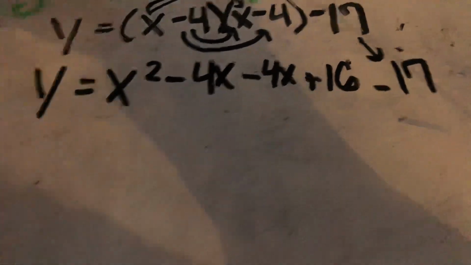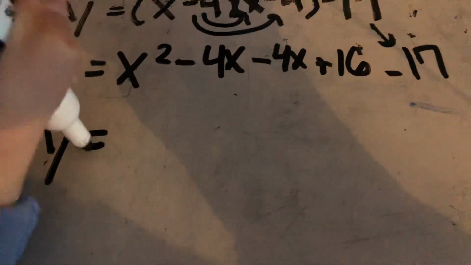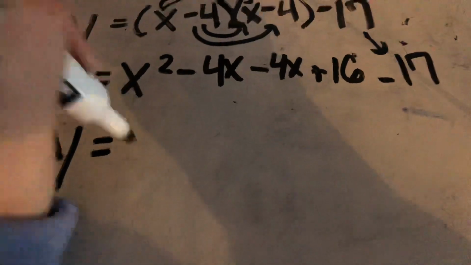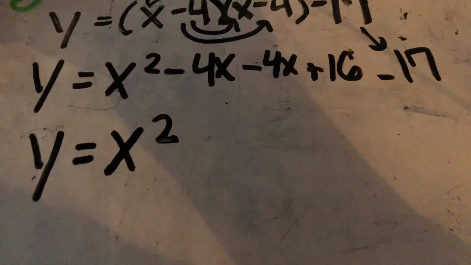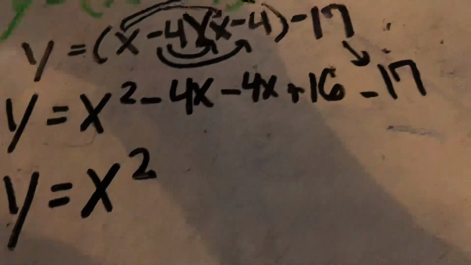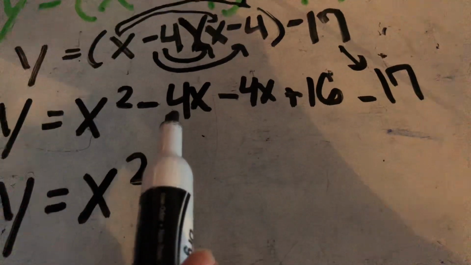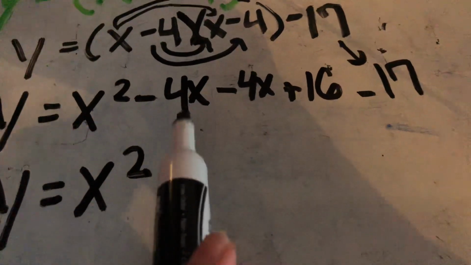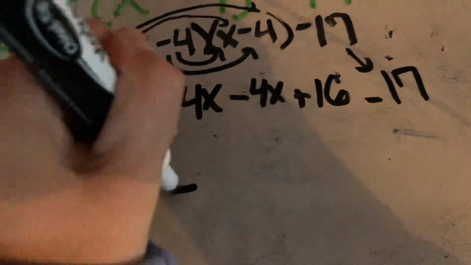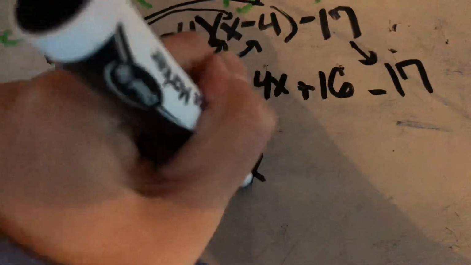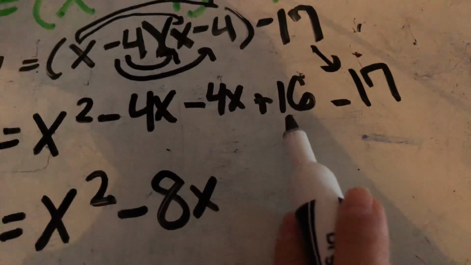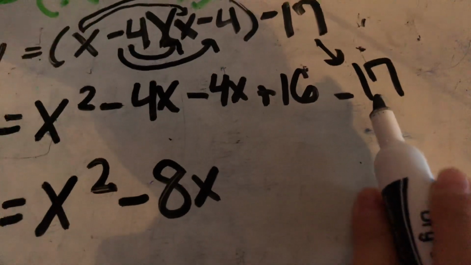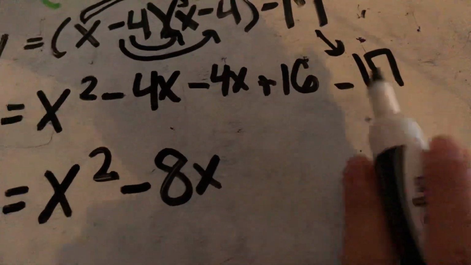Then you combine like terms. Y equals, I don't have another x squared term, so x squared goes first. Remember, my x's are next. I can't combine x with x squared, so I have a negative 4x and a negative 4x. They have the same ending of x, so if I add those together, it becomes negative 8x. And then I have two constants, 16 and negative 17. 16 minus 17 gives me negative 1.